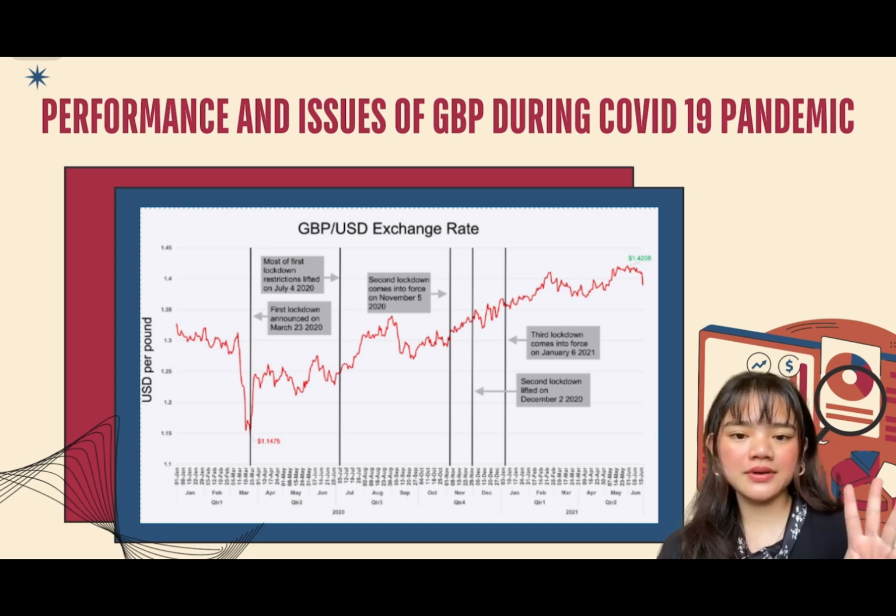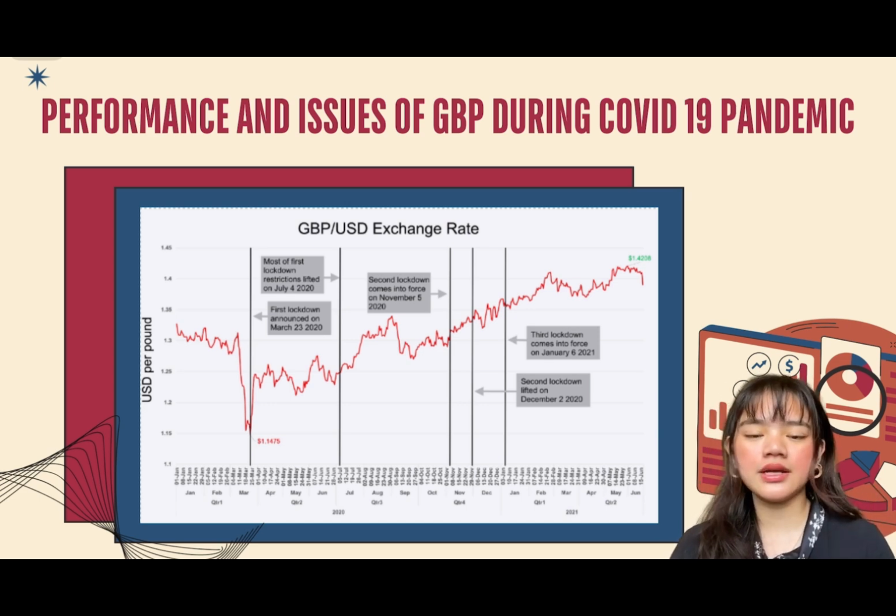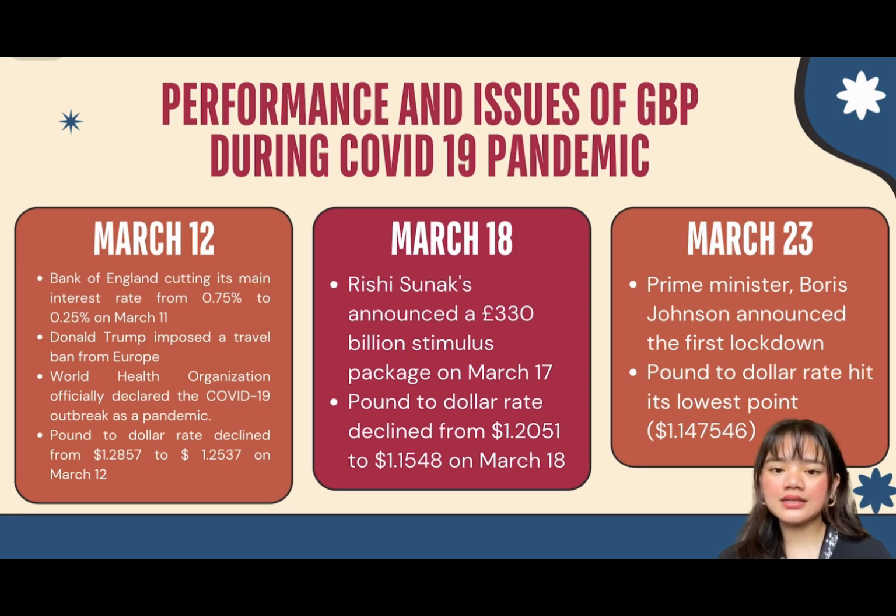There are three major events that led to significant changes in the GBP currency rate. First, on March 11, the Bank of England cut its main interest rate from 0.75% to 0.25%. Next, the President of the United States, Donald Trump, imposed a travel ban from Europe, and the World Health Organization declared the COVID-19 outbreak a pandemic. All these three major issues led the pound to dollar rate to decrease from $1.2857 to $1.2537 on March 12.